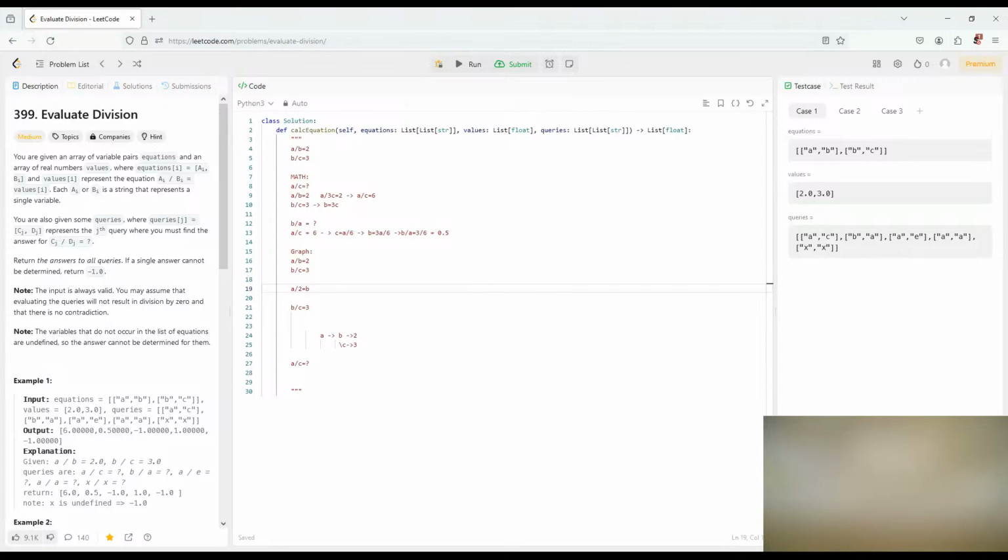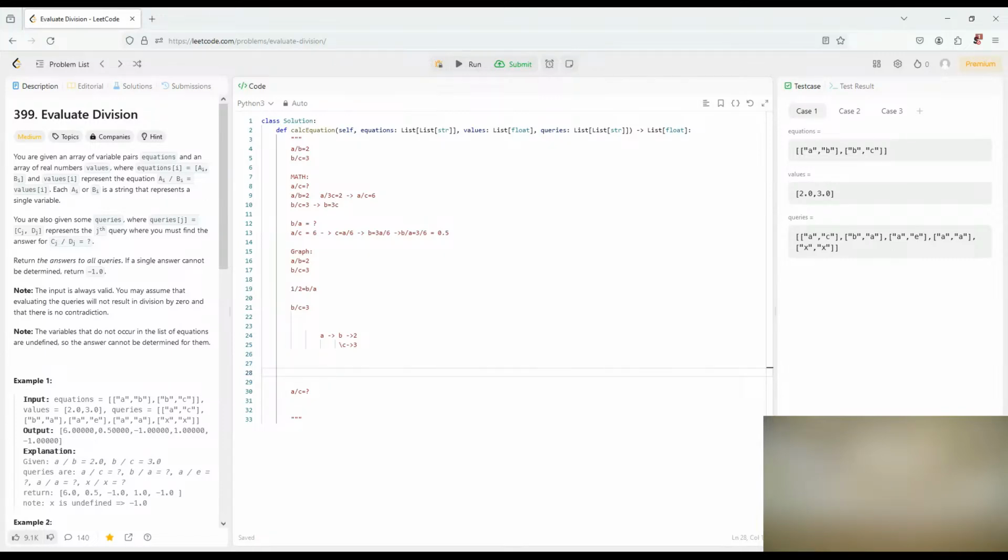Or B divided by A equals 1.5, right? So it looks like it's a weighted graph. This line will be 2. Right? How about this? Not a directed graph, but a weighted graph.